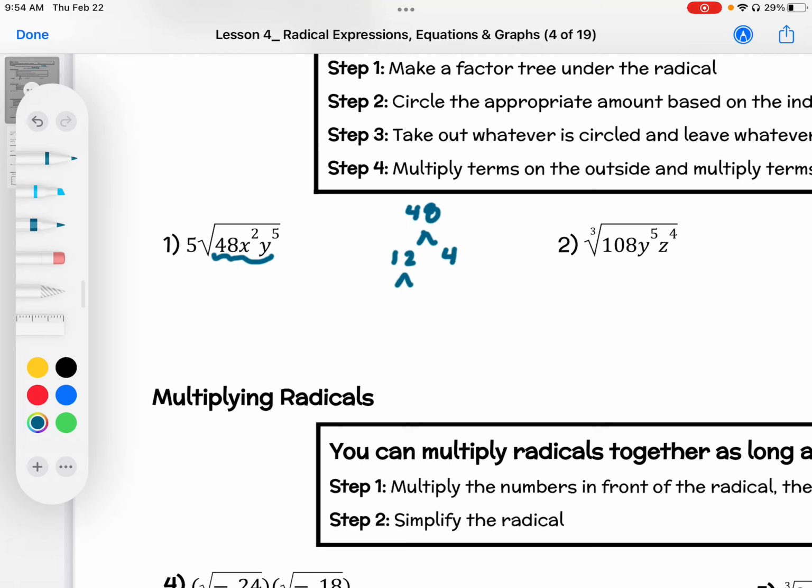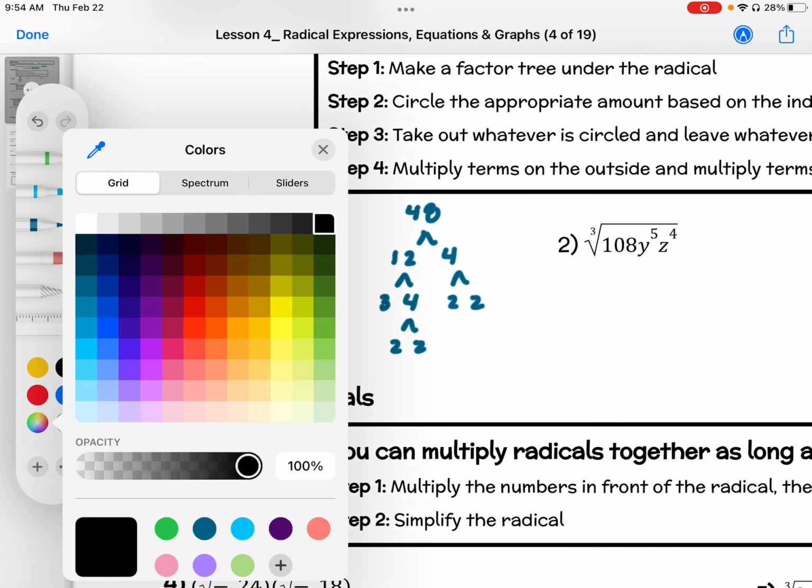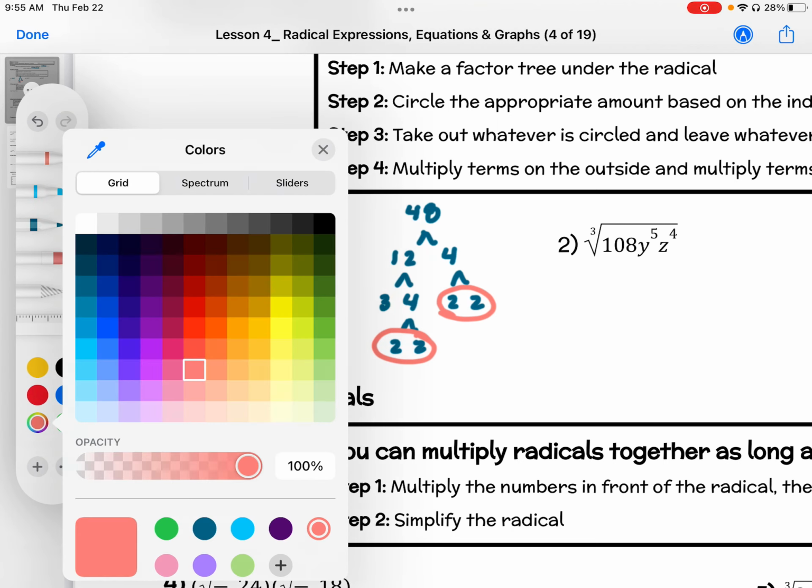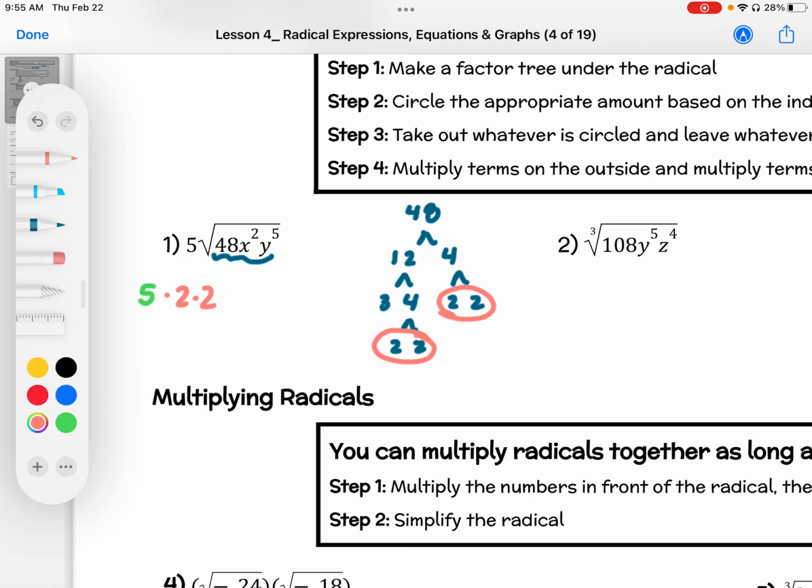Then we need to break those numbers down. I can break down 12 to 3 and 4, and then I can break down 4 to 2 and 2, and break this 4 down to 2 and 2 also. So what we're looking for is groups of 2. Anything that has a pair, so we have 2 2's, and 2 more 2's, those are all going to go to the outside of our function. We already have a 5 out there, that's just part of our equation. Now we have these 2 2's that we're going to pull out. But then we have a 3 left over, and that's going to stay underneath the square root. So we have a 3.